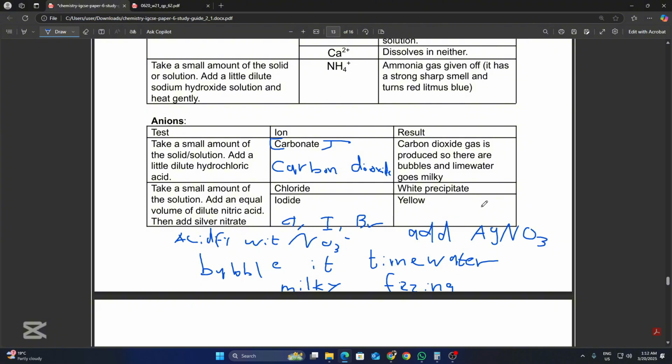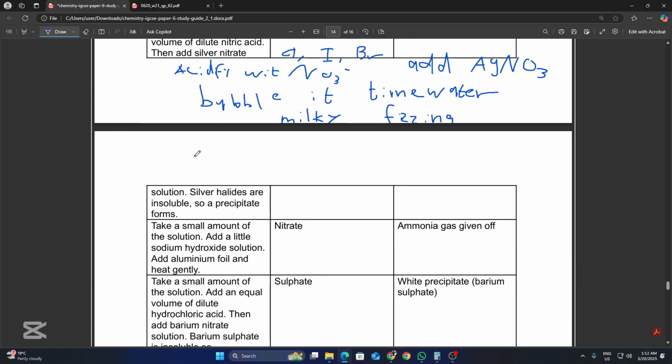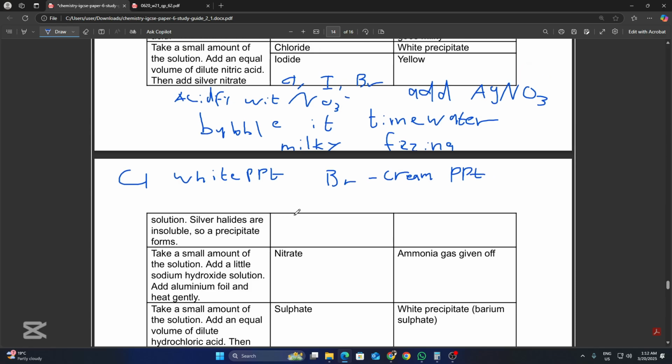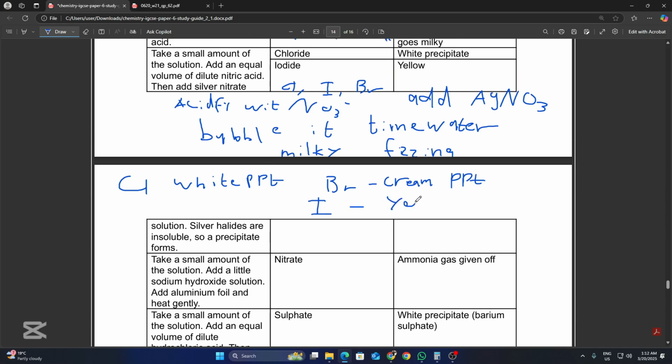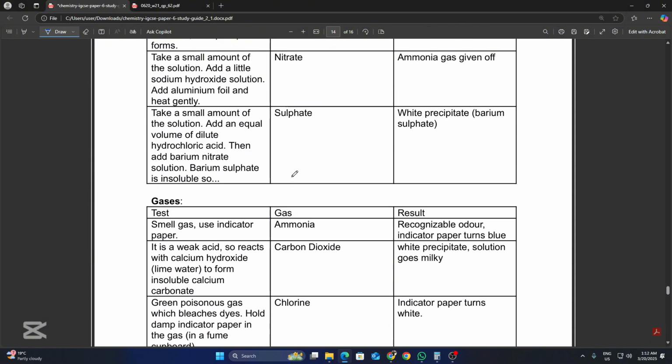Now how do we distinguish them from this test? Chloride will always give a white precipitate. Bromide will always give a cream precipitate, and iodide will always give a yellow precipitate. That's basically all you need to know for this.